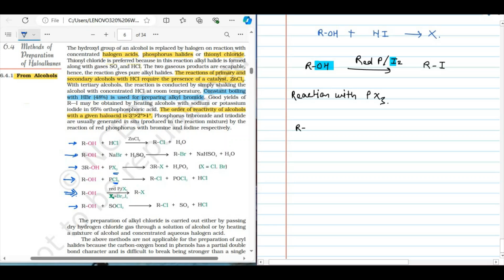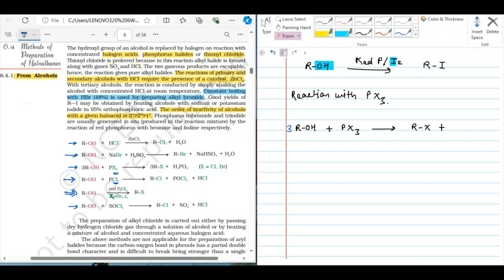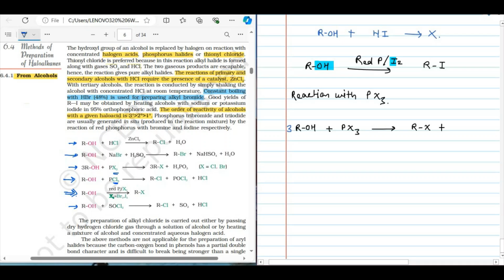So here this is ROH. When it reacts with phosphorus trihalide, here X will replace OH. So here you will get RX, and here byproducts are important from your exam point of view. In case of phosphorus trihalide, 3 moles of alcohol are required, and as a result of it 3 moles of alkyl halide are formed along with H3PO3. Here X can be chlorine or it can be bromine.